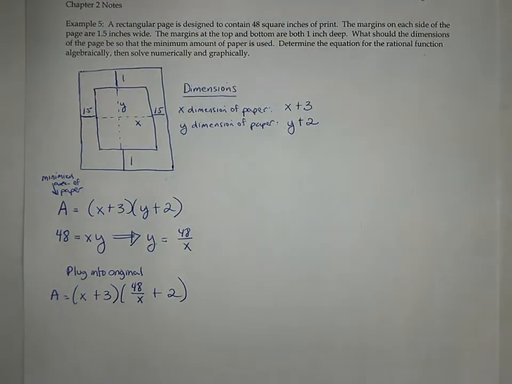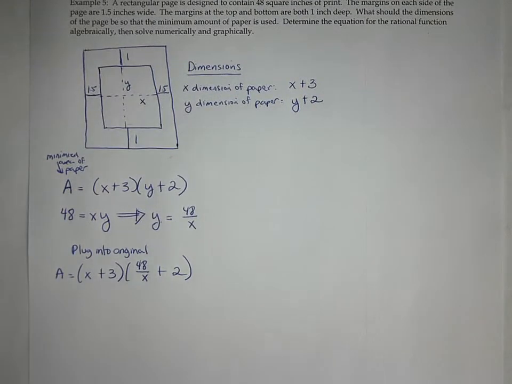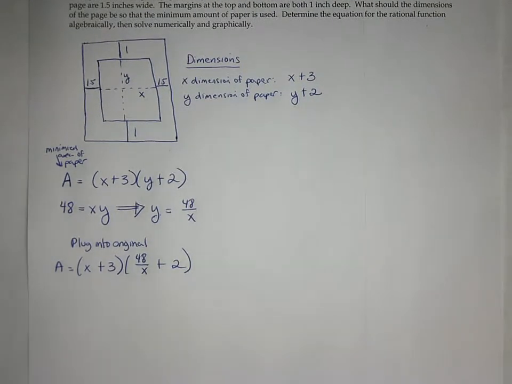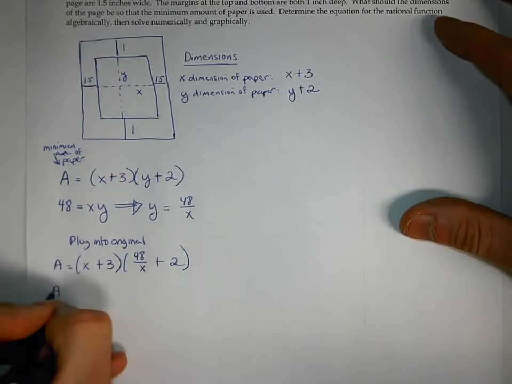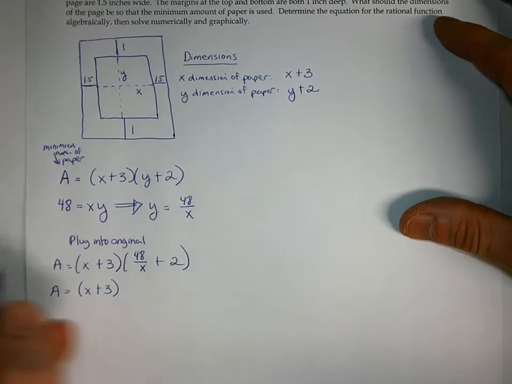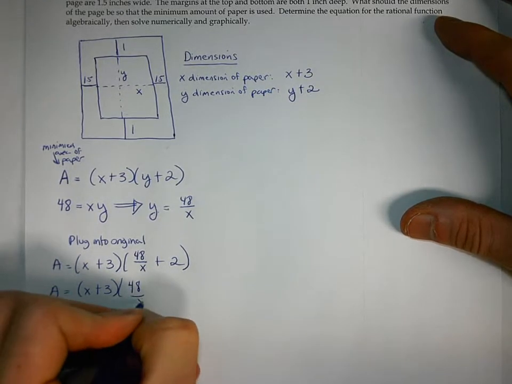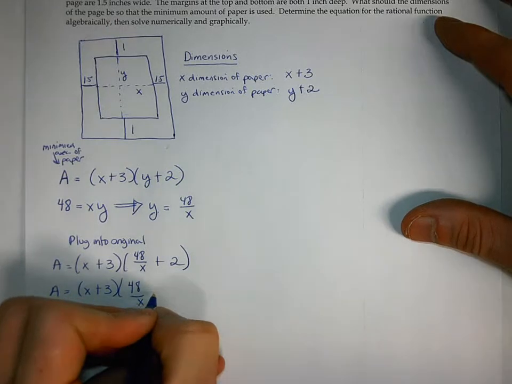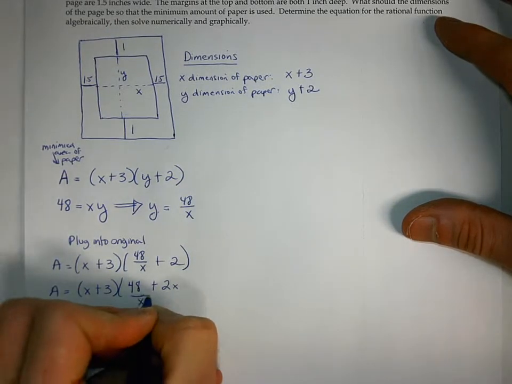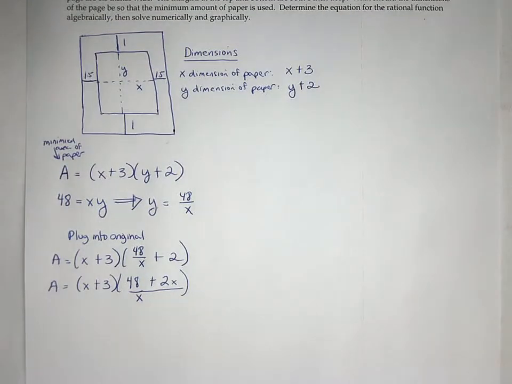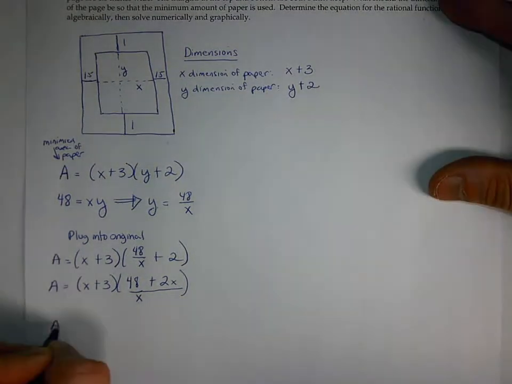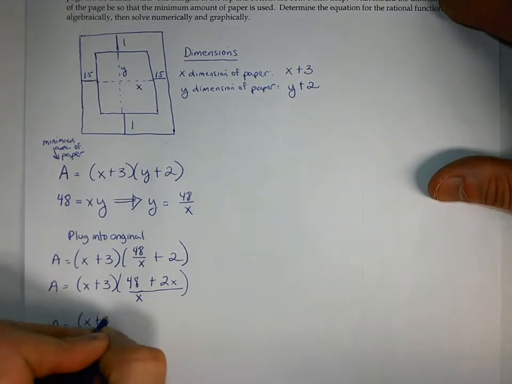Now everything is in terms of x's, and we want to just simplify this a little bit. So then I can just write out my rational function. So here, x plus 3, 48 over x plus 2. If I were to find a common denominator in here, I would have 48 over x plus 2x over x. So I'm just going to write that as a single denominator. And then when I multiply those two pieces together, it's the same thing as the whole thing being over x.